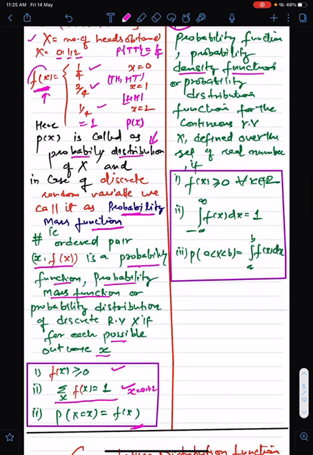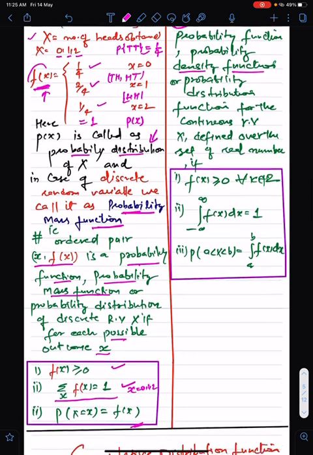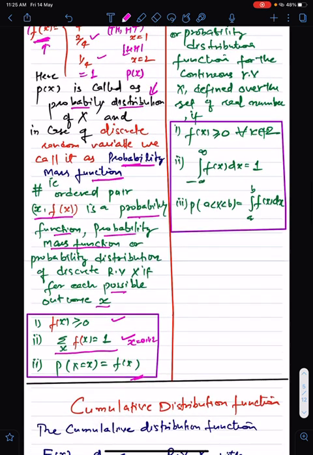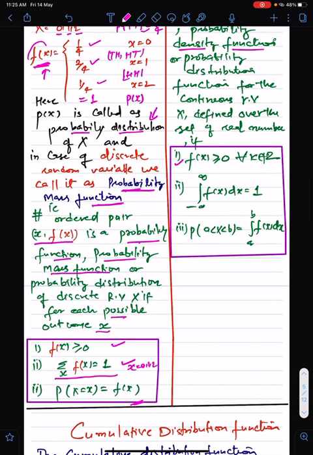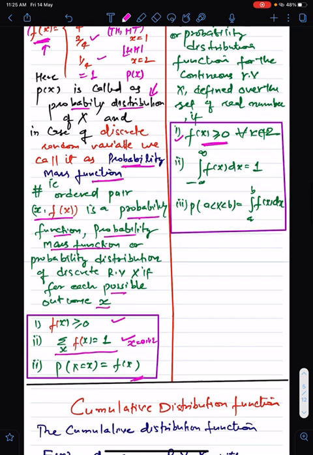So let's divide it in a proper way. It satisfies the following properties. The first property is quite the same as in the discrete case. As this is also a probability distribution, it will always be a positive number, so it will always be greater than or equal to 0 for all values of x.